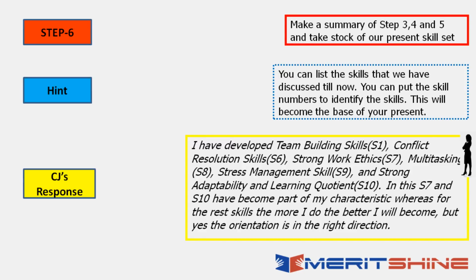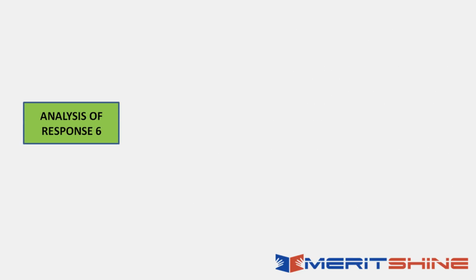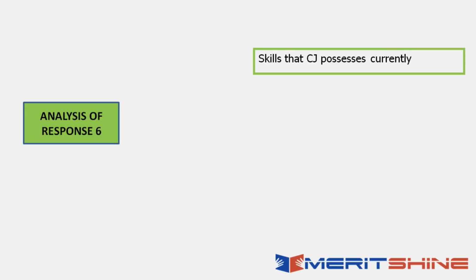Okay, good, very good. So let's see, what is she saying in step 6? Let's analyze it. Here, have you noticed that CJ has put some skills in a category where it needs lifelong honing, whereas skills which are more of a part of character have been categorized in the permanent segment? This gives a clear idea how clear CJ is.